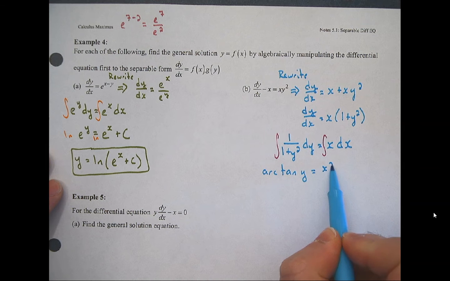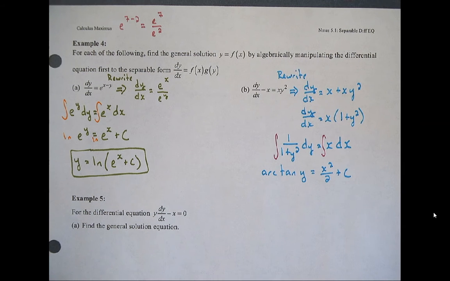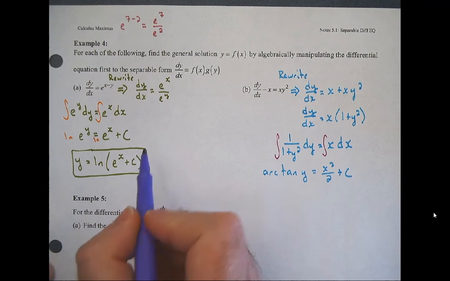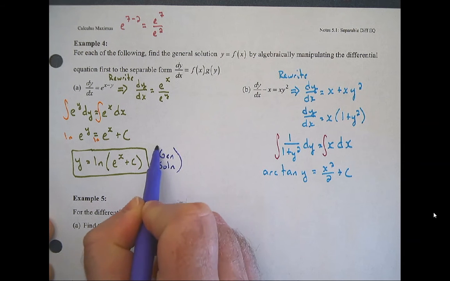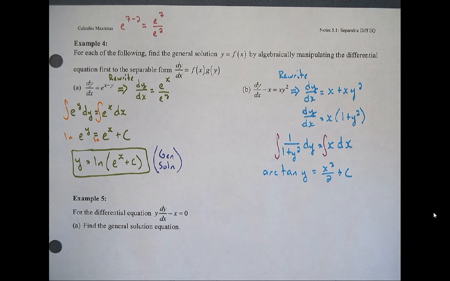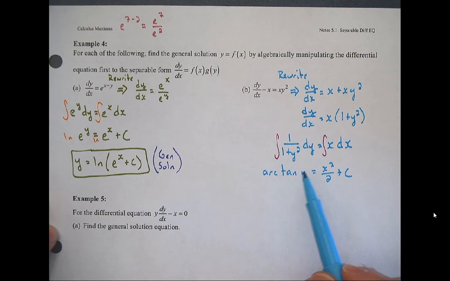So this turns out to be arctangent of y equals, and then the integral of x is x squared over 2. And you must put your plus c in here because, oh, I forgot to write it over here. I like to write it. This is a general solution, not a particular solution, because it still has c.